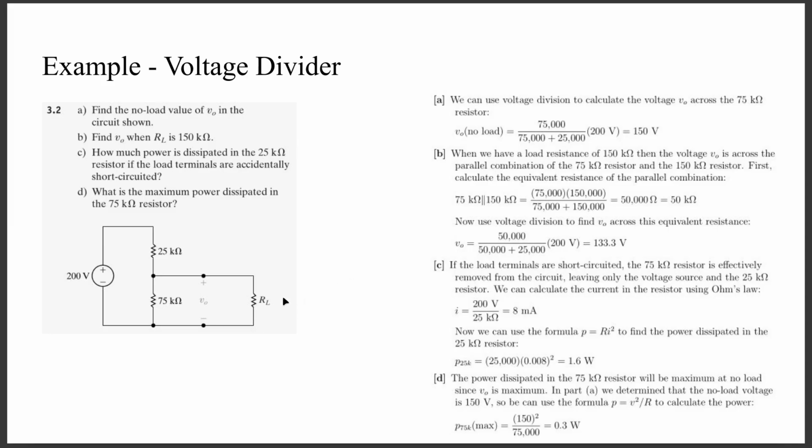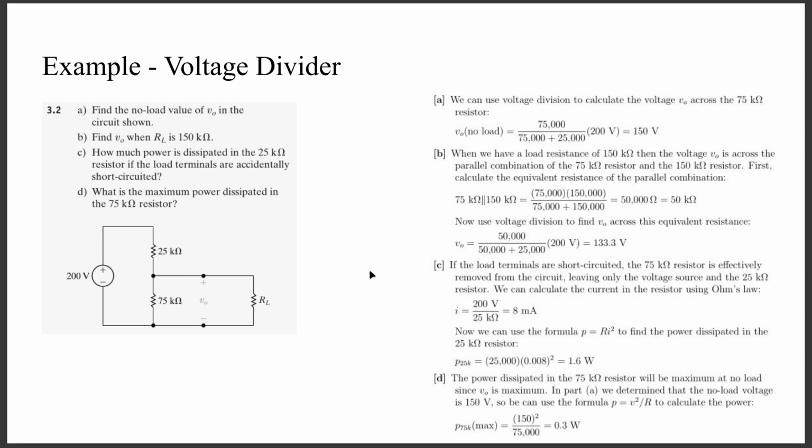First, we calculate the equivalent resistance of the parallel combination. So 75 in parallel with 150 is equal to 50,000 ohms. Now we use voltage division to find V naught across this equivalent resistance, which is equal to 133.3 volts.